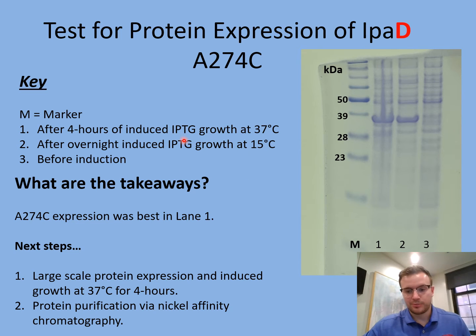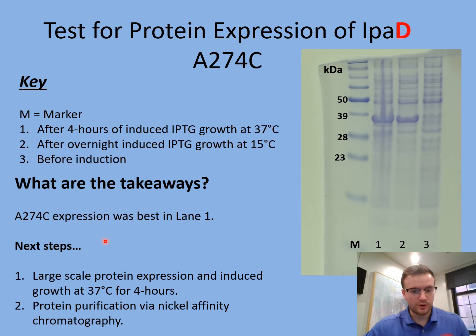IPTG is just simply a molecule that helps us express our protein of interest. Our results showed that lane 1 had the best protein expression because it had the most intense band compared to lane 2. Lane 3 is just simply our control without any induction.